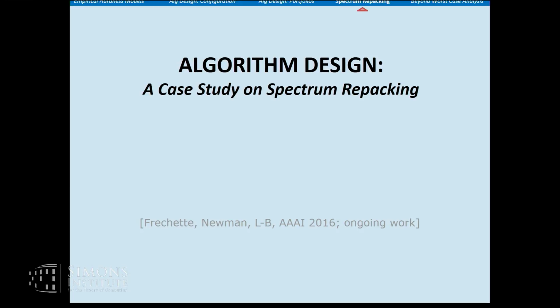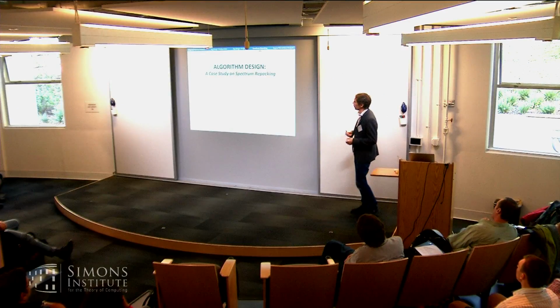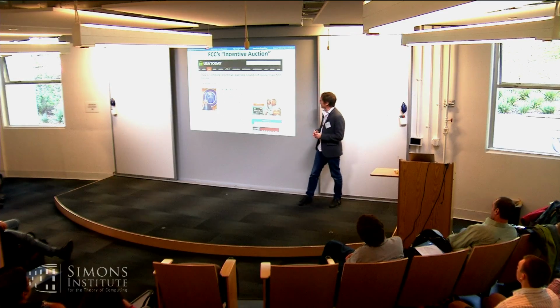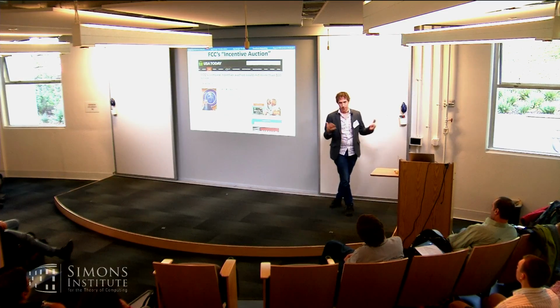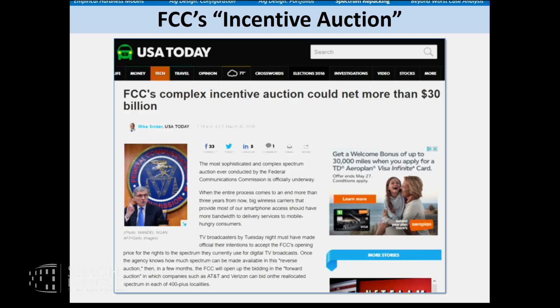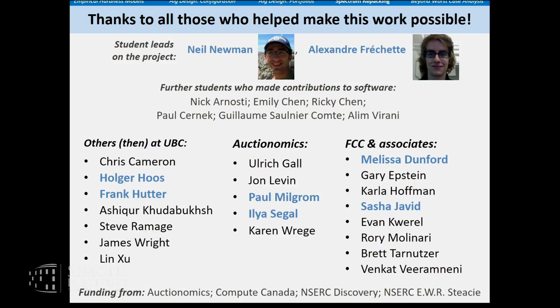So let me tell you, this actually is going to be pretty quick, but I just want to show you that this all works. So you already heard earlier this morning about the FCC's spectrum repacking task that they're currently doing. I turn out to have led the team that actually designed the algorithm that is being used in this auction to solve this graph coloring problem that the reverse auction repeatedly needs to solve. A quick shout out to all of the people, both at UBC, at Auctionomics, which is an auction consulting company, and the FCC, who made this work possible. This was a giant project, so thanks to all of these people.